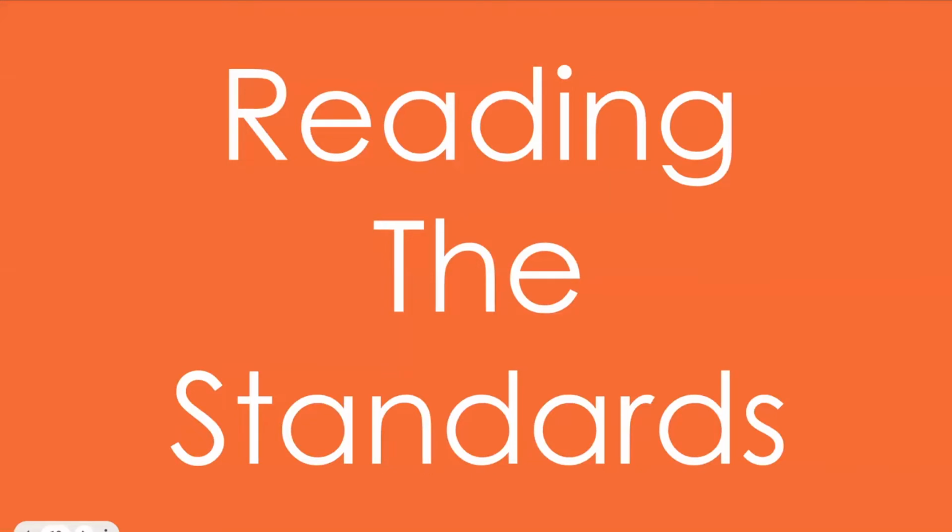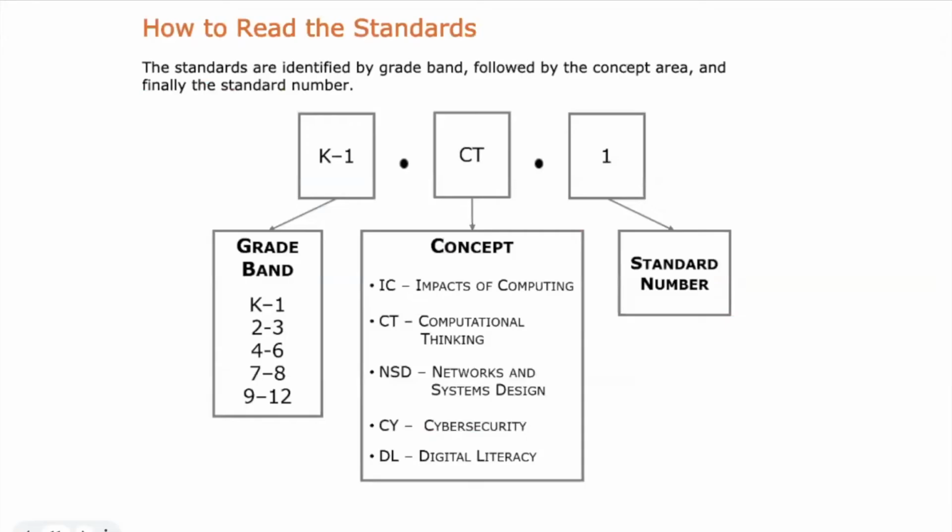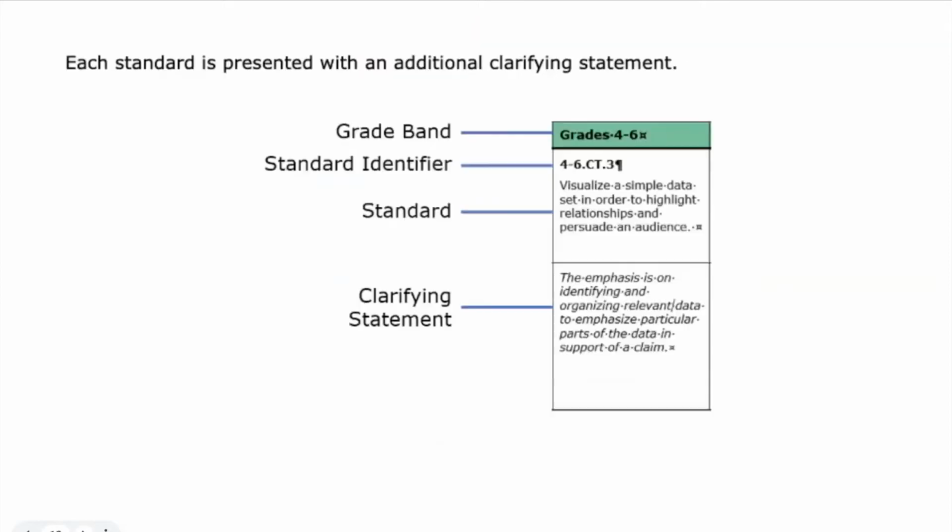So let's take a look at the standards, and I'm going to talk about how we read the standards. You'll see that we have grade bands, and they're listed right here. That will be the first part of the standard, and then the concept area, and then the standard number. There are 5 concept areas: impacts of computing, computational thinking, networks and systems design, cybersecurity, and digital literacy. Today, we are focusing on impacts of computing.